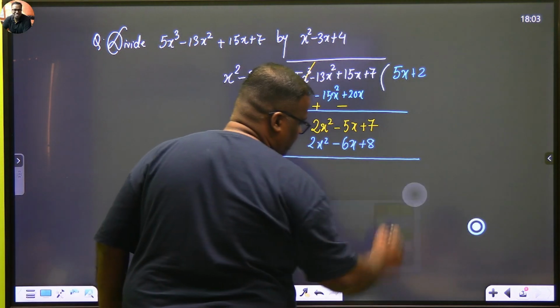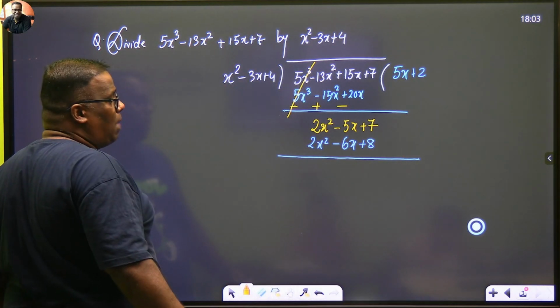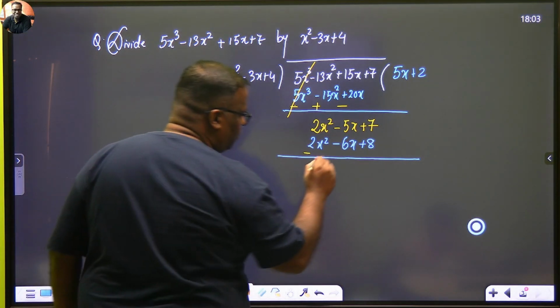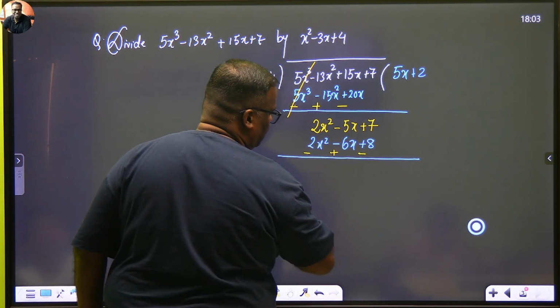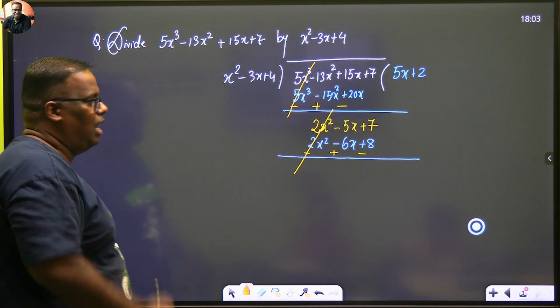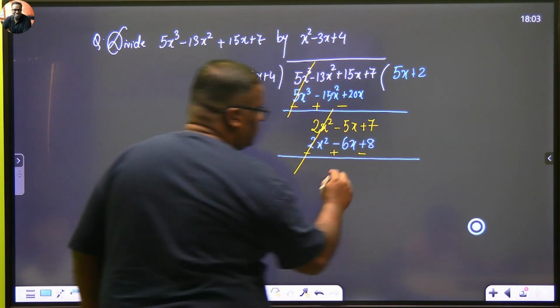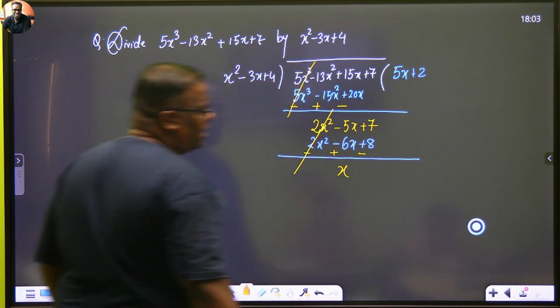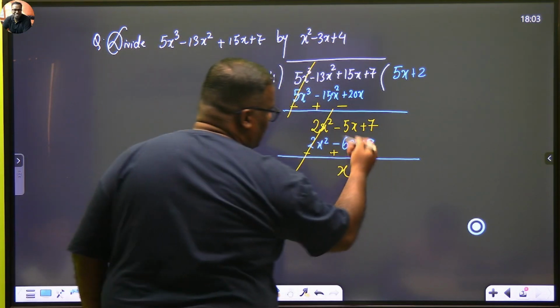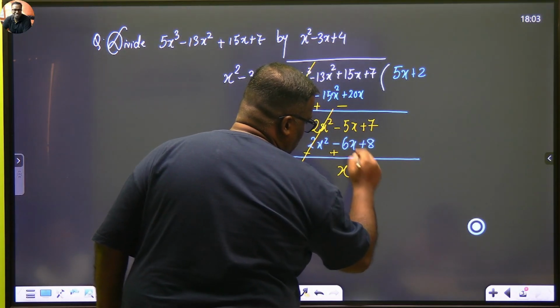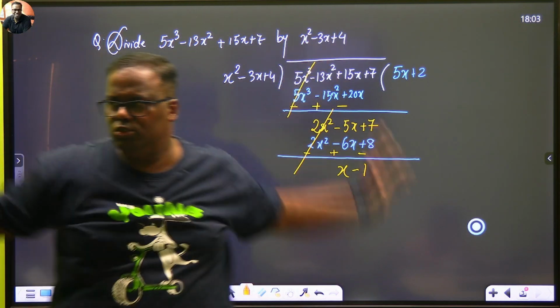Change the color once again. And children, swap the signs. A negative, a positive, and a negative. And then plus 6x minus 5x gives you an x. And a negative 8 and a positive 7 gives you a minus 1. Round 2 over.